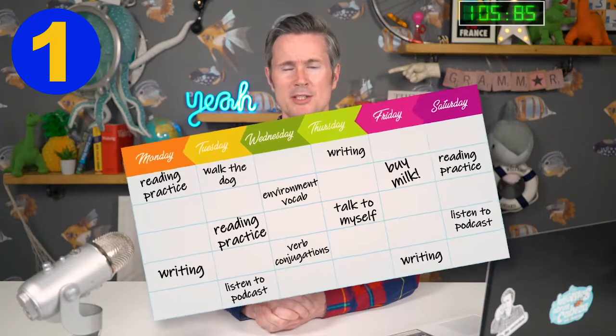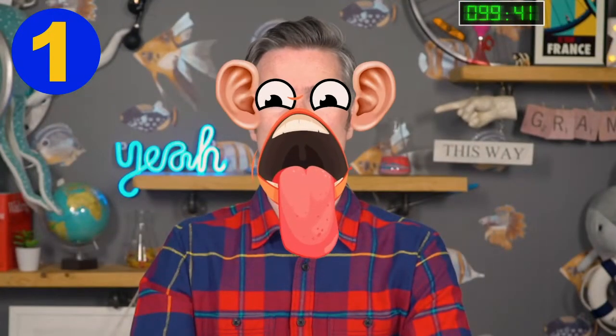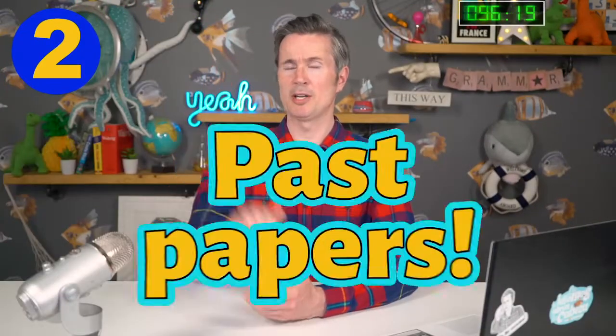Tip number 1. Create a timetable. Creating a revision timetable doesn't need to be or look complicated. Just make sure you include practice slots for the 4 main skills: speaking, reading, listening, and writing, and you'll be laughing.